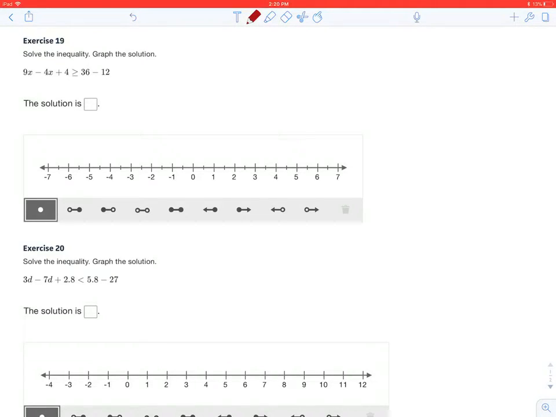Exercise 19 and exercise 20 look a little bit confusing and maybe a little bit challenging, but it's actually something that you're already used to doing. So for exercise 19, what you're going to need to do first is combine the like terms.